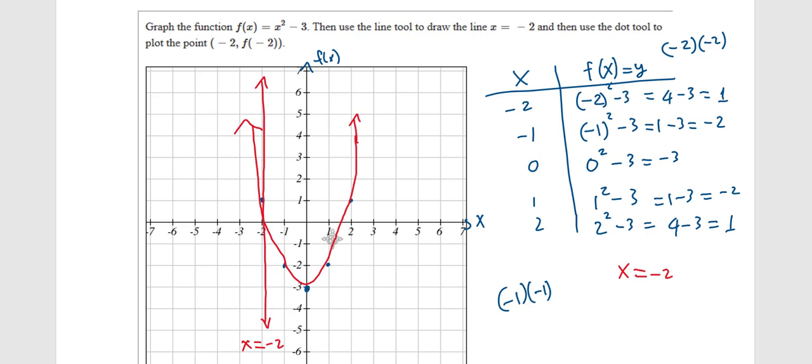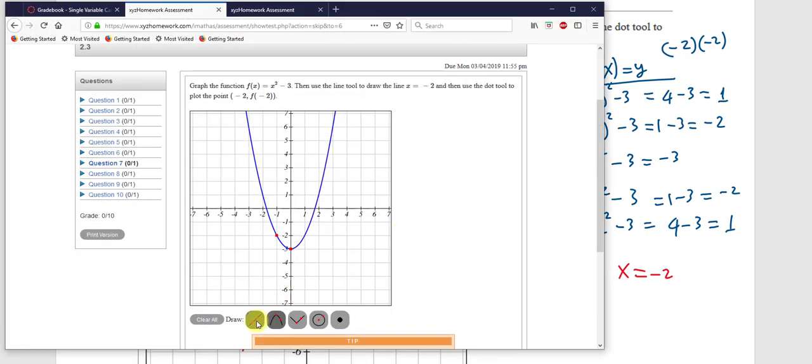So how do I plot that? Well, we use the line tool. So this is x equals minus 2. We know that it has to go through this point, and then just pick another point anywhere on the vertical axis here. So let's just pick this point. You can see that there's a straight vertical line going through the point x equals minus 2.